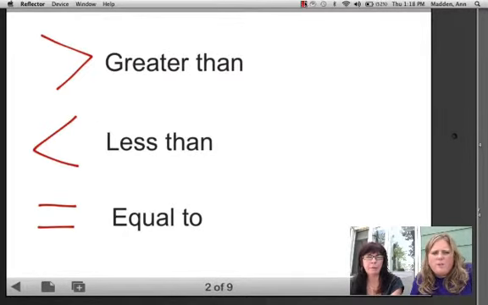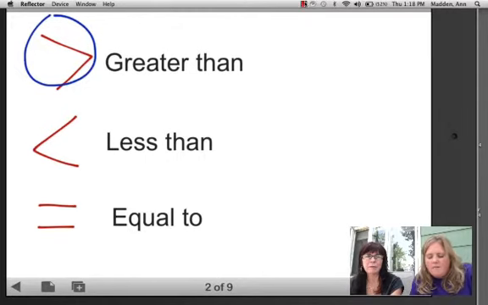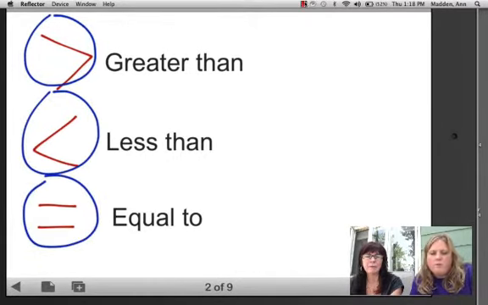There's a couple things that you need to remember when you compare and order whole numbers. Those things are these three symbols. Our first symbol is our greater than symbol, our less than symbol, and then lastly our equal to symbol.